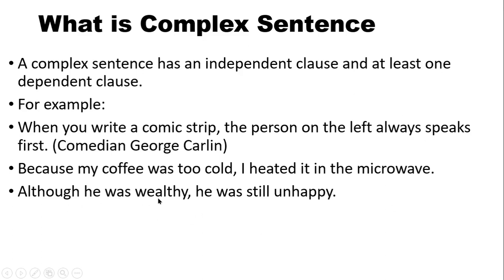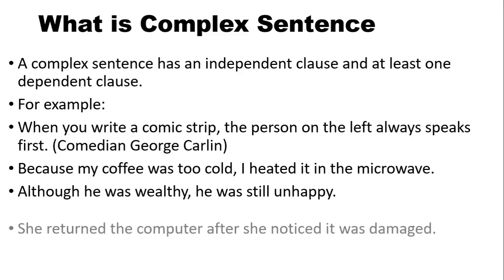Although he was wealthy, here you see the conjunction. Although he was wealthy, he was still unhappy. That's why this is a dependent clause and this clause is depending on the independent clause, he was still unhappy. Okay, altogether we have got a complete meaning. That's why this is a complex sentence.